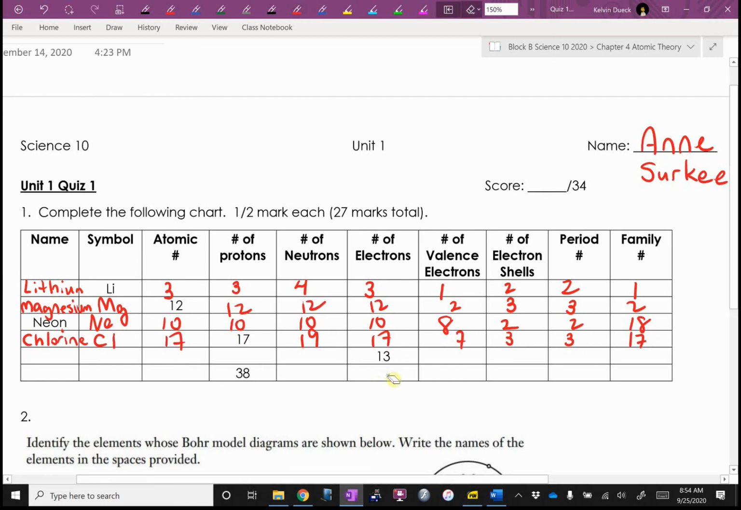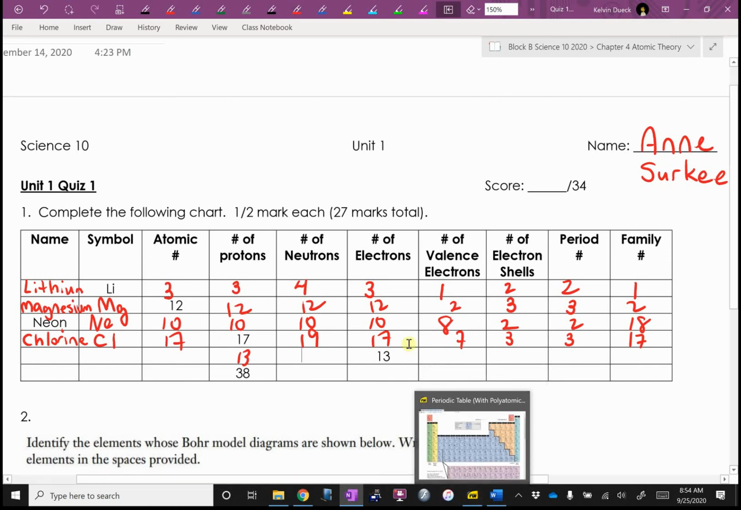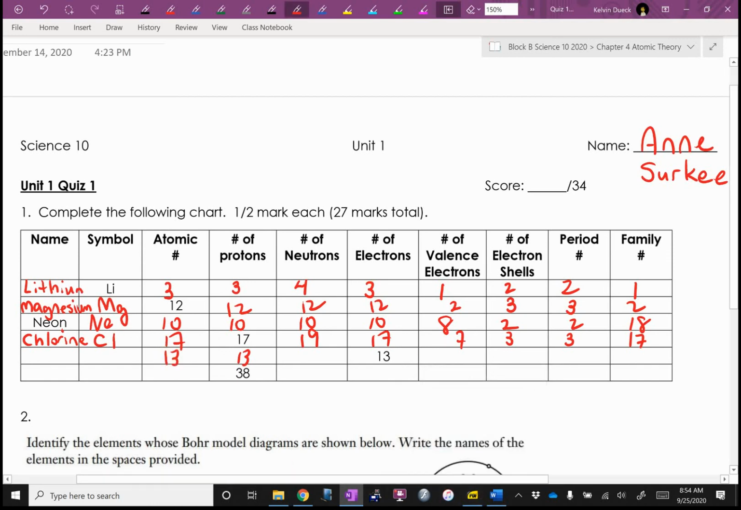What if an atom has 13 electrons? Well, if it's an atom, that also means it has 13 protons, which means its atomic number is 13. So what is element number 13? Aluminum, so Al. Or if you're British, aluminium.